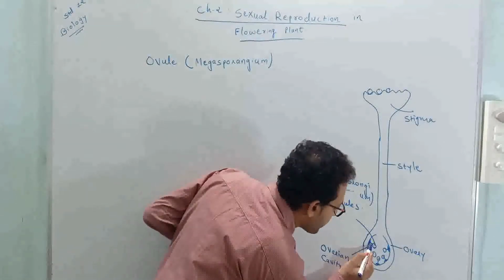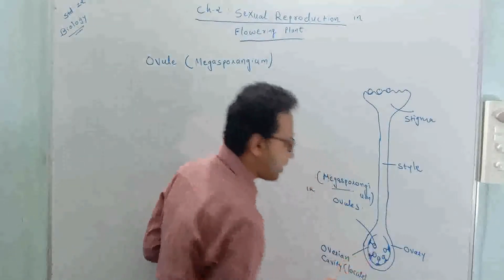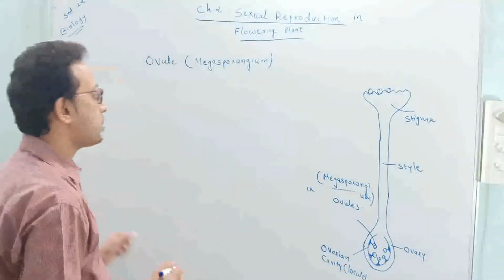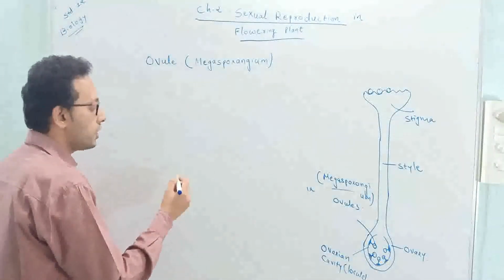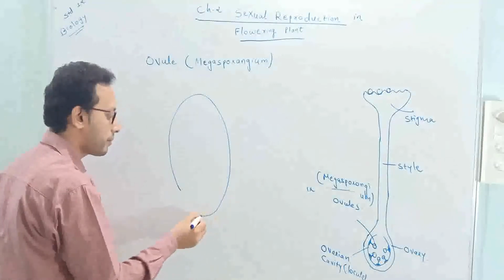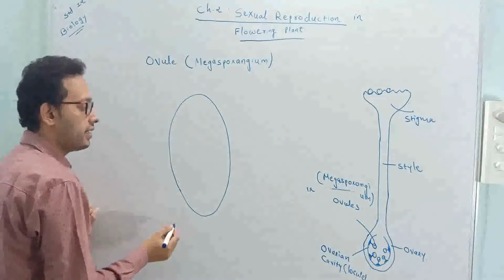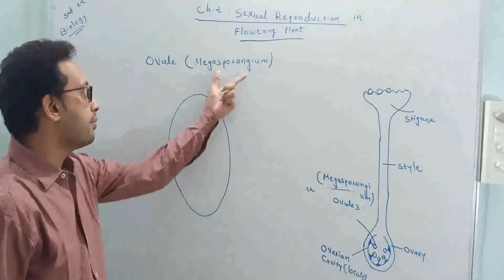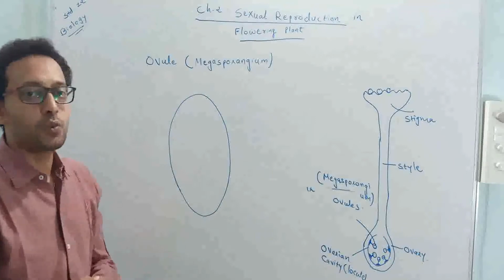This ovule is attached with a stalk-like portion to a placenta. That much information we have now. Why do we call it an ovule? Because usually it is oval in shape. Clear? That's why we call it an ovule, or the other name for this is Megasporangium.